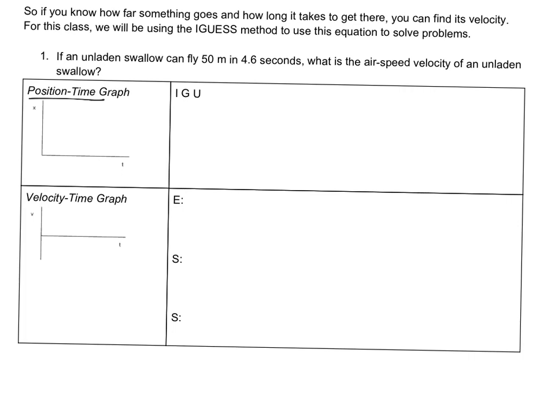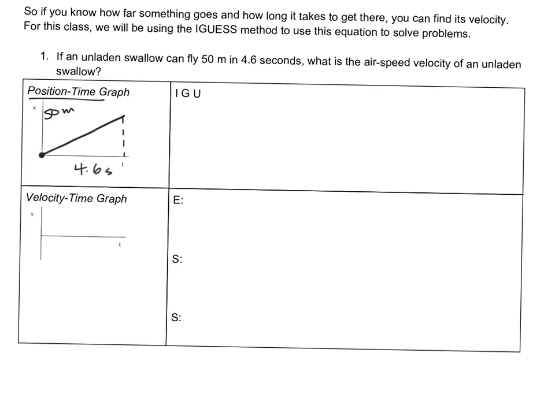Now it says the unladen swallow can fly 50 meters in 4.6 seconds. So we're going to start our unladen swallow at 0, and it's going to fly for a little bit. That's showing motion. How far does it fly and how long does it take? It takes 4.6 seconds, which is time, so it'll go on the x-axis. And then it flew 50 meters, which goes on the position axis or the y-axis here, going vertically.